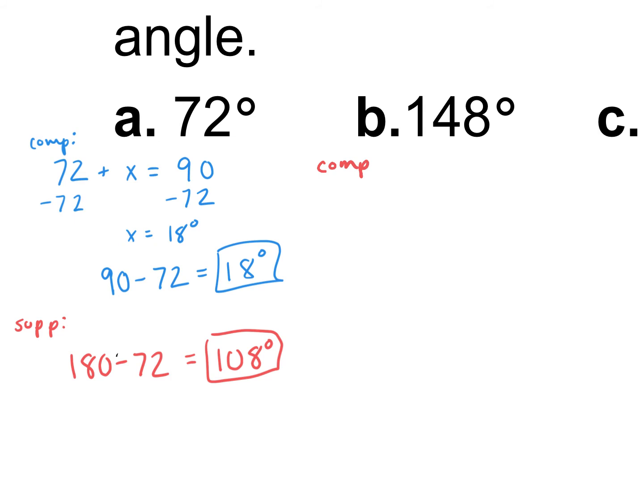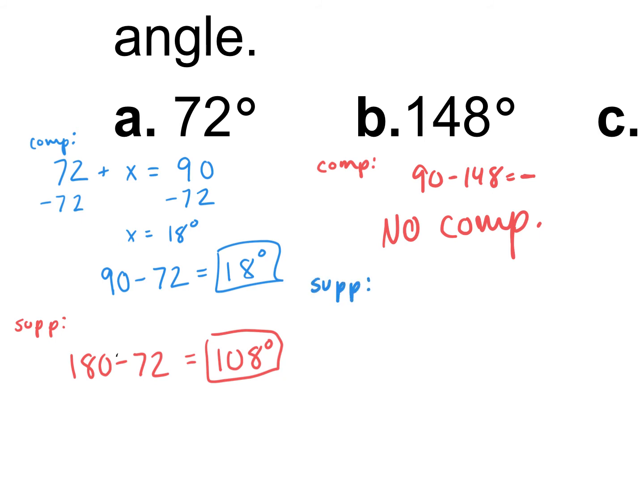All right, for B, to find the complement, I would do 90 minus 148, which is negative something. Can I get a negative complementary angle? No, because they have to be positive, so there is no complement. It has to be positive. That was the word that I circled twice on the last page. So there is no complementary angle here.